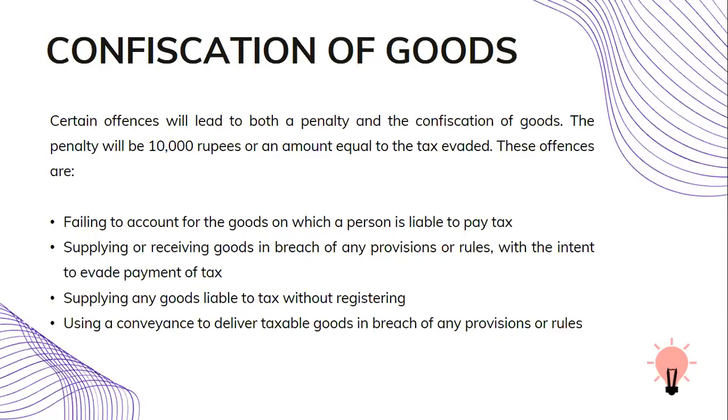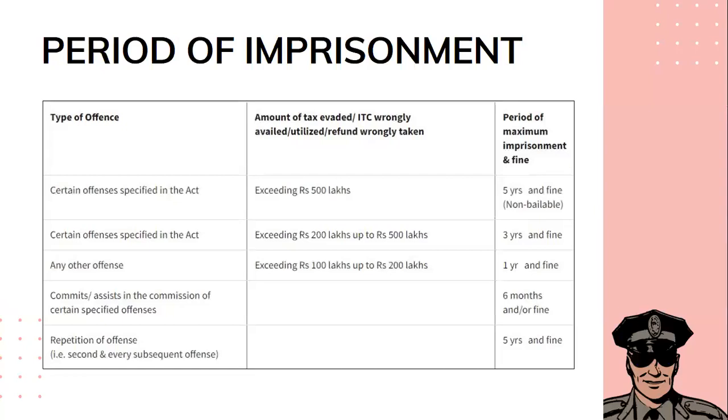So moving forward, there can be a case where the goods are confiscated by the authorities. Certain offenses will lead to both a penalty and the confiscation of goods. The penalty will be 10,000 rupees or an amount equal to the tax evaded. These offenses are failing to account for the goods on which a person is liable to pay tax, supplying or receiving goods in breach of any provisions or rules with the intent to evade payment of tax, then supplying any goods liable to tax without registering, using a conveyance to deliver taxable goods in breach of any provisions or rules. Then this is the period of imprisonment given.